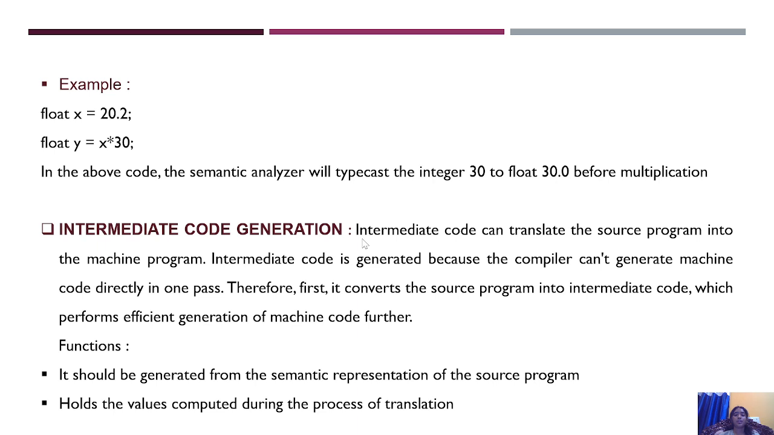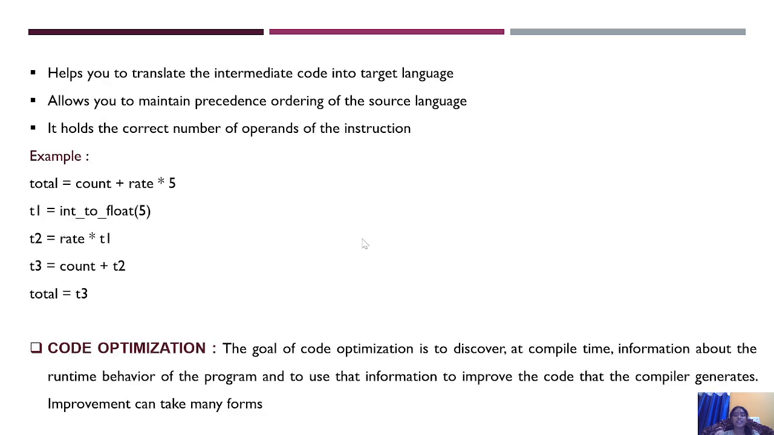Then coming to the intermediate code generation. Intermediate code can translate the source program into the machine program. Intermediate code is generated because the compiler cannot generate machine code directly in one pass. Therefore, first it converts the source program into the intermediate code, which performs efficient generation of the machine code. Coming to the functions, it should be generated from the semantic representation of the source program. It holds the values computed during the process of translation. It helps you to translate the intermediate code into a target language. It allows you to maintain precedence ordering of the source language. It holds the correct number of operands of the instruction.